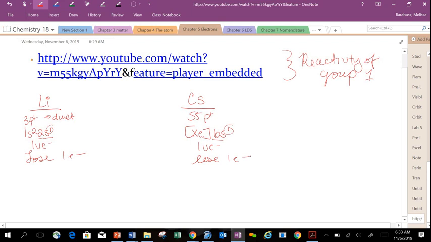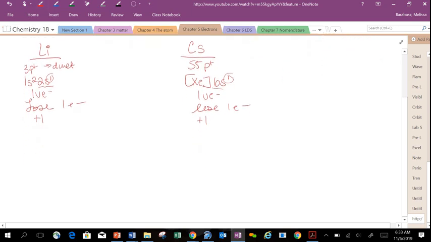That's what they're naturally going to want to do, meaning lithium is going to form a +1 and cesium is also going to form a +1. But why, if they're doing the same thing, did cesium create such a large reaction where lithium hardly created any reaction? So let's look at the orbital diagram.